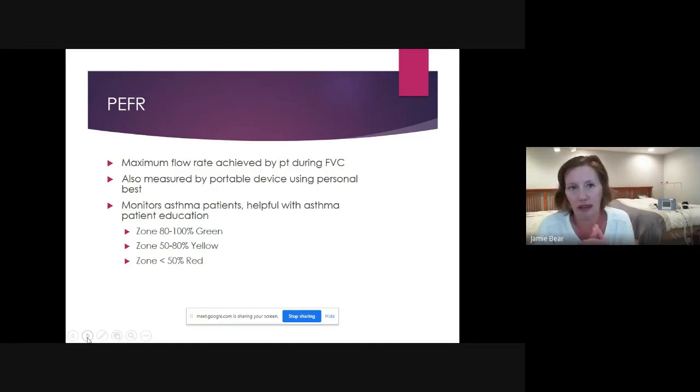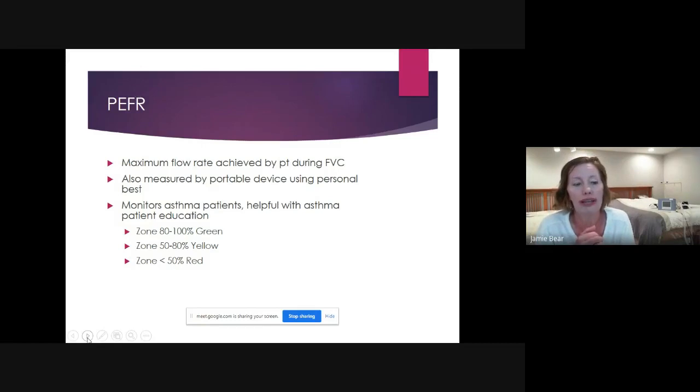It's also measured by a portable device using the patient's personal best. So just a little handheld peak flow is really good for asthmatic patients. And then you can measure their different zone levels. So the green zone, which means it's all good, is 80 to 100% of the patient's personal best. 50 to 80% is the yellow zone, and that's once again of the patient's personal best. And then the red zone is when they can only obtain 50% of the peak flow, the portable peak flow.